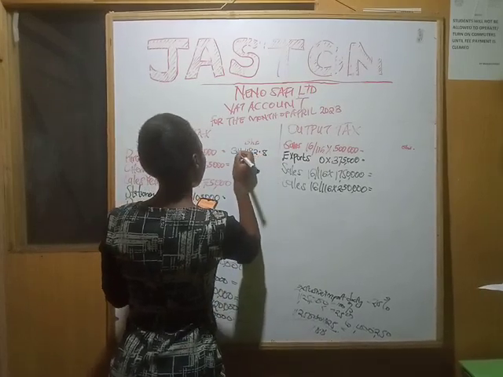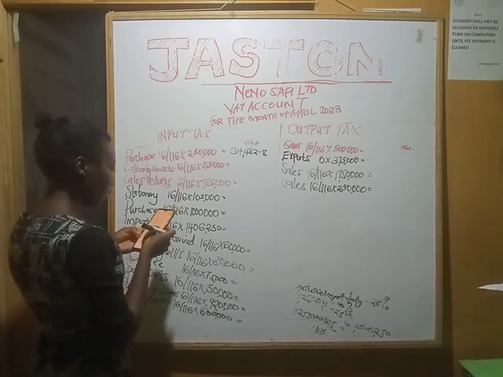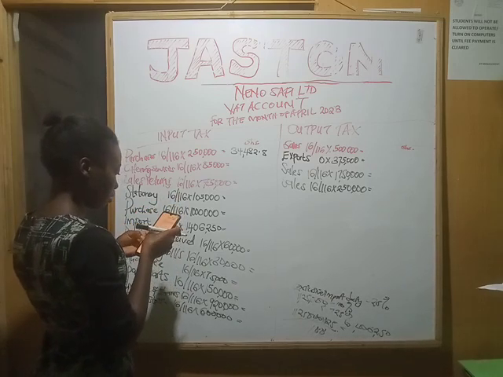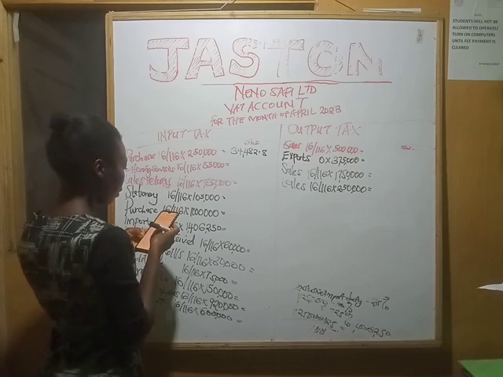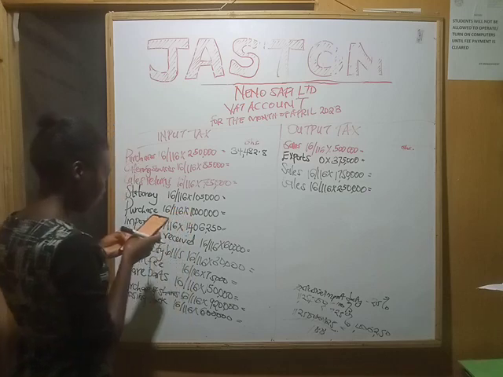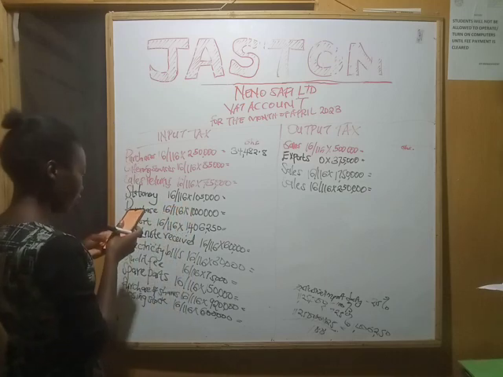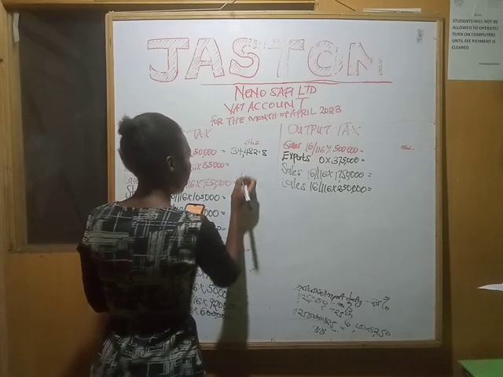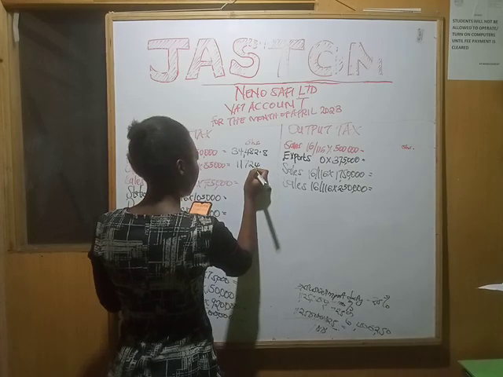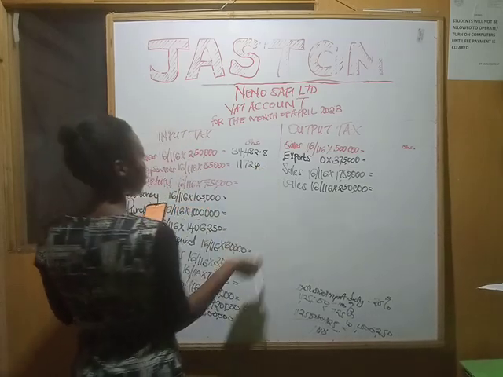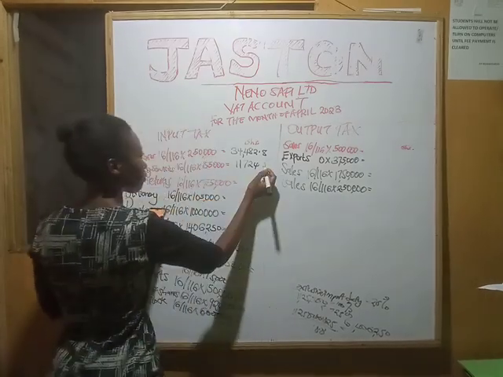We'll have 34,482.8. We'll also have the second one: 16 over 116, we multiply by 85,000. You will get 11,724.1.